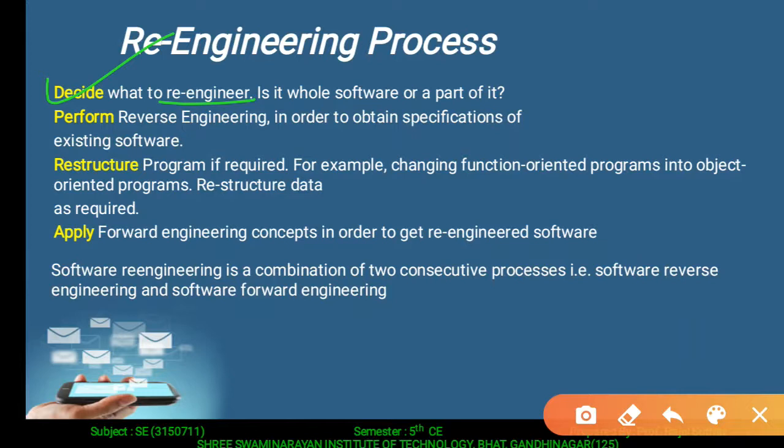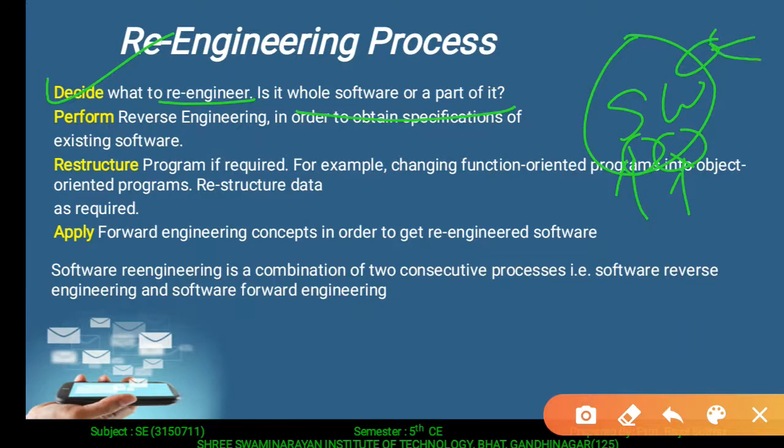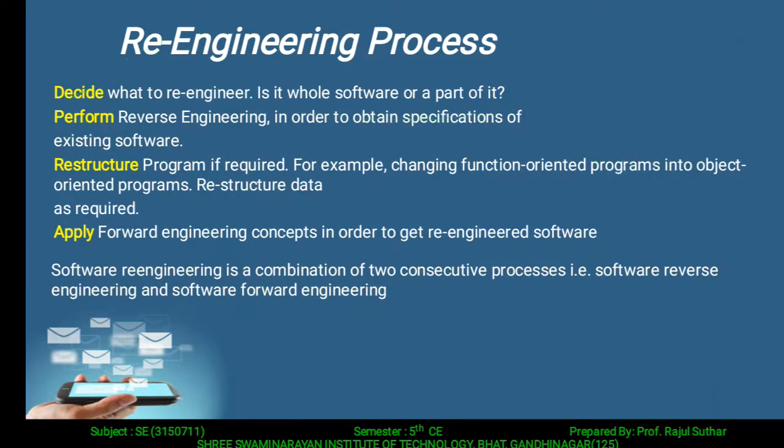Is it whole software or part of any software? So whole software re-engineering, or some of the unit or component or module is required for the re-engineering process. So first you identify that, then perform reverse engineering. Reverse engineering is done in order to obtain the specification of existing software.